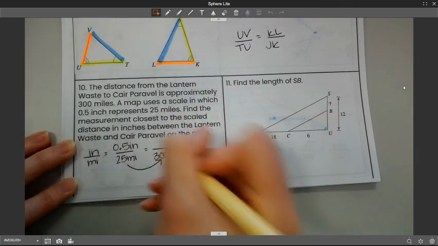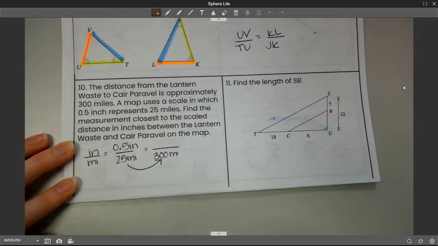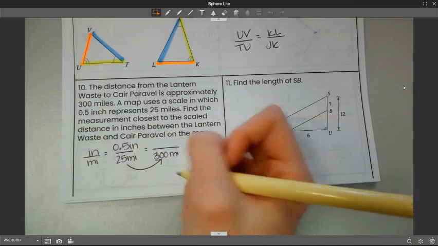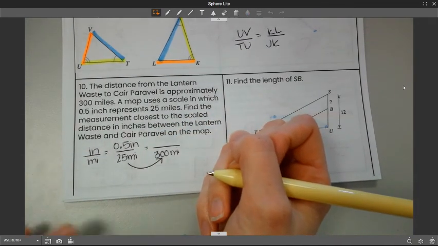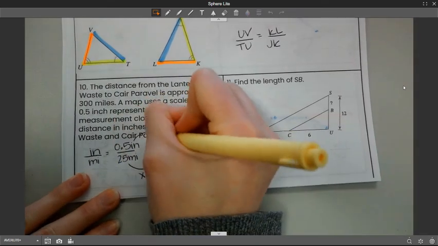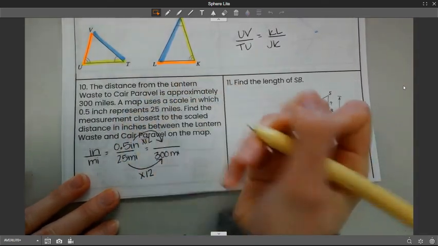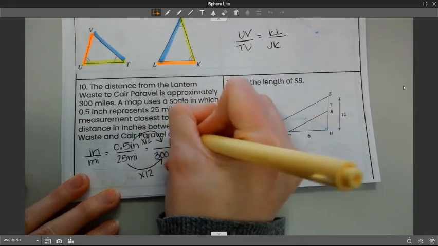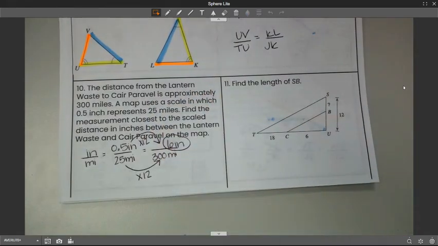To go from 25 to 300, that would be times 12 because there's 4 25s per 100. So 4 to get to 100, 8 to get to 200, 12 to get to 300. So I need to multiply by 12 on the top, and 1/2 times 12 is 6. So the distance is going to be 6 inches.